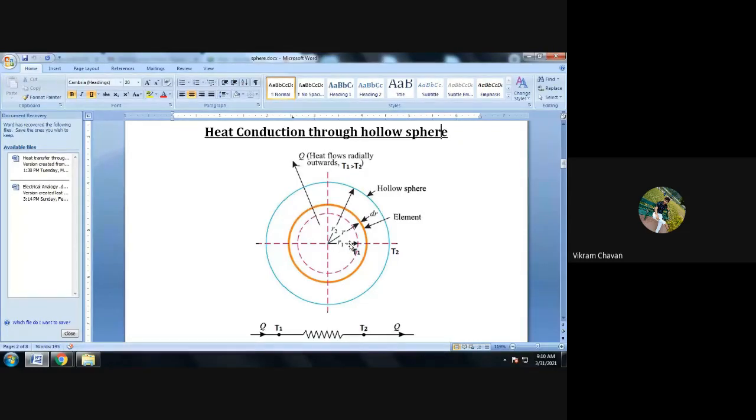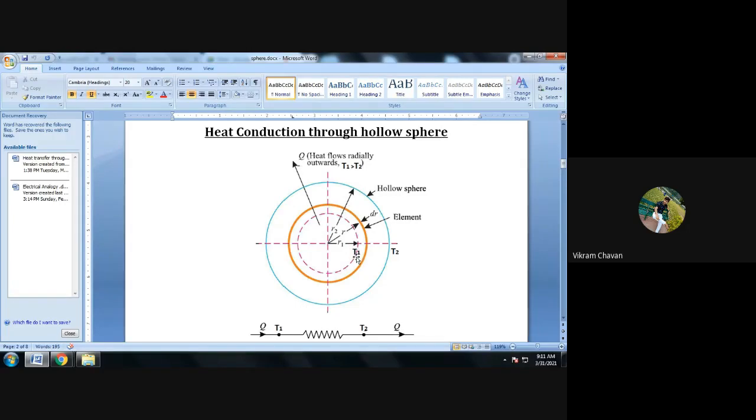Hollow means there will be a cavity inside. We cannot see that internal cavity, so it is represented by the dotted line. It shows that there is one internal cavity, or the sphere is hollow internally. Now this particular sphere has internal radius r1 and external radius r2.